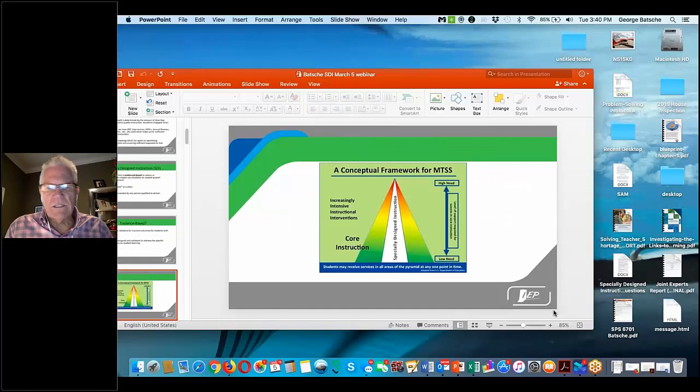This is the federal government's depiction of where specially designed instruction fits into the tiers, and you see that it fits into all tiers with an emphasis on core instruction. So we're going to talk about that shortly, and hopefully that will be a really positive takeaway for you moving forward.